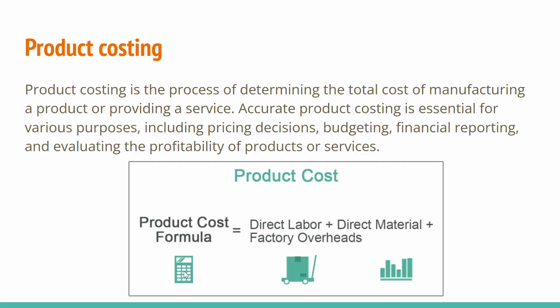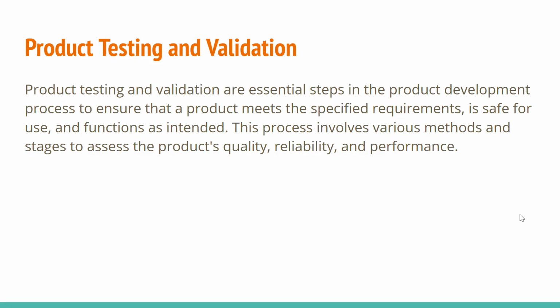So next is product testing and validation. Product testing and validation are essential steps in the product development process to ensure that a product meets the specified requirements, is safe for use, and functions as intended. This process involves various methods and stages to assess the product's quality, reliability, and performance.